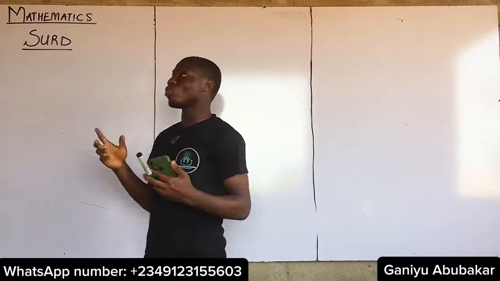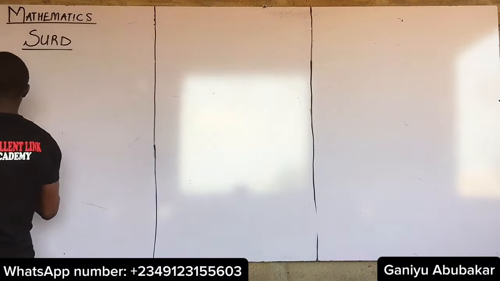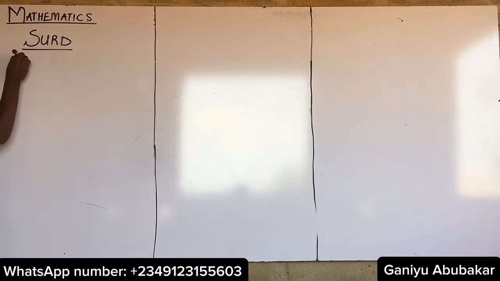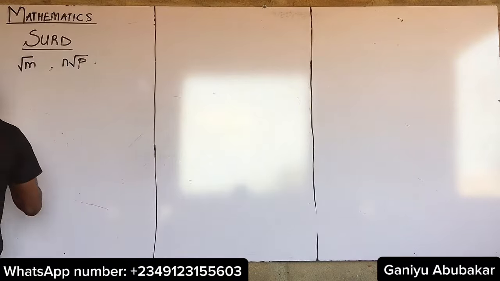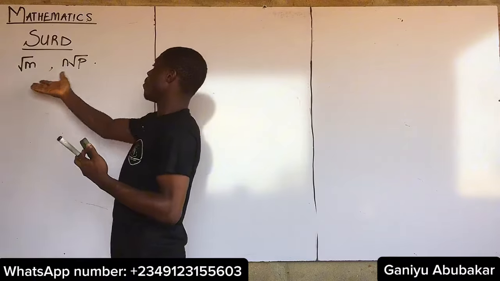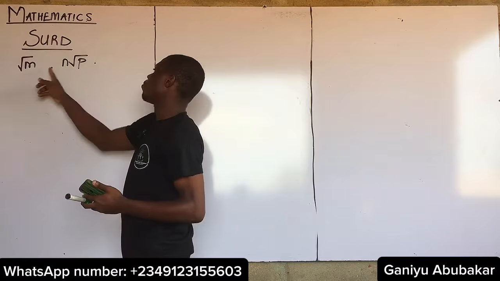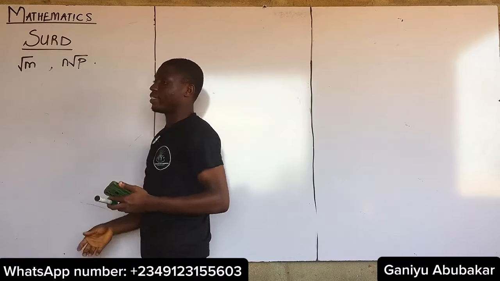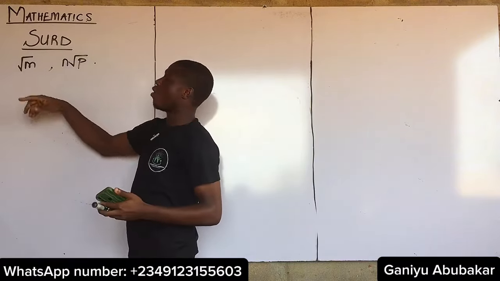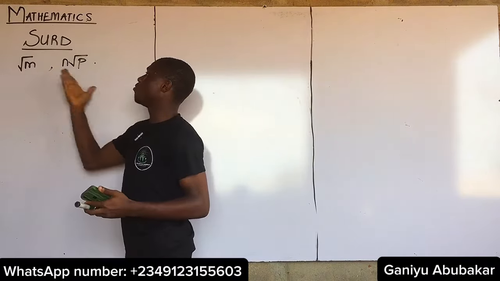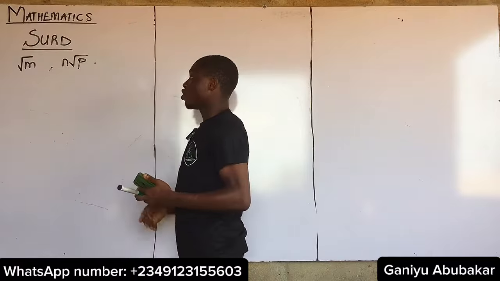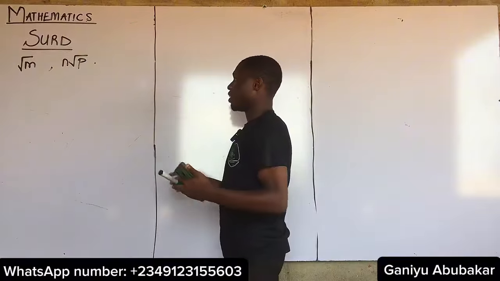Let me show you how surd works. If I have root m, or let's say n root p, this is how surd appears. So we're having roots of a number, or you have a number and the square root of something. This is how surd appears.